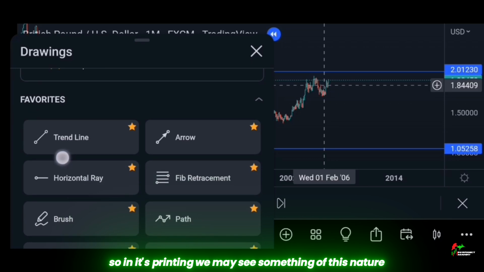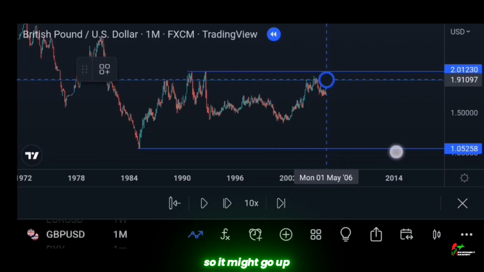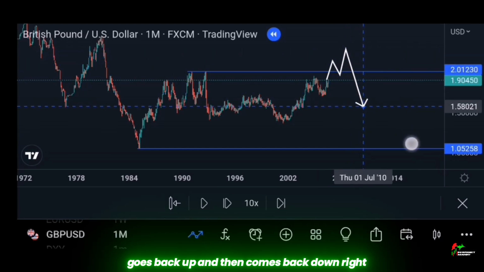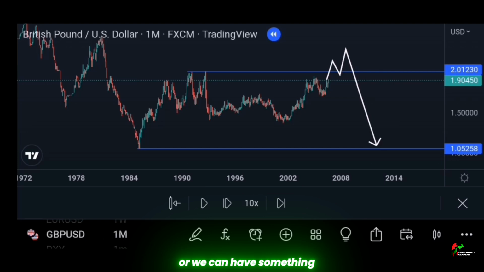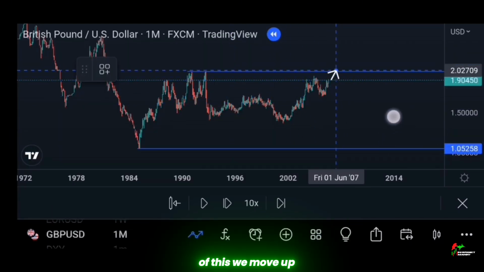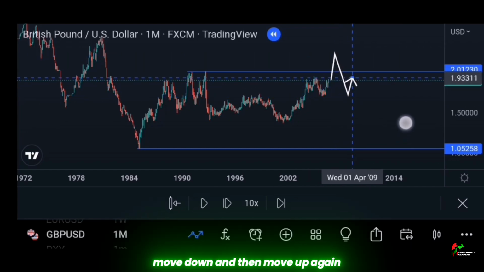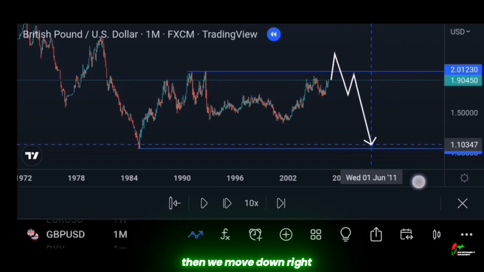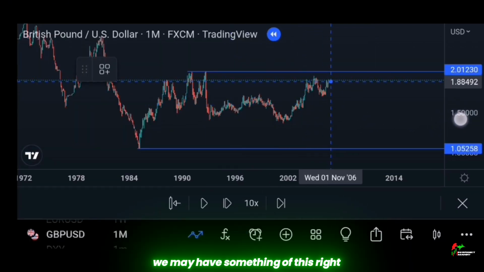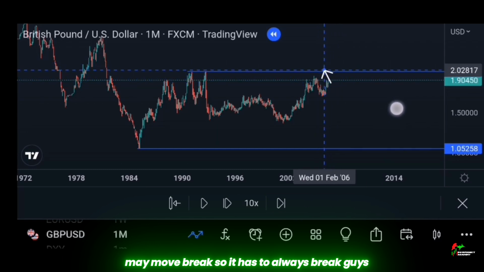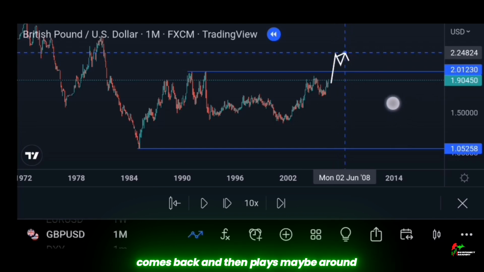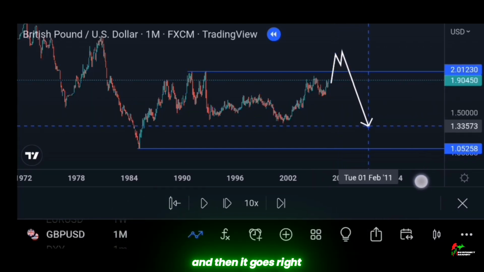In its printing, we may see something of this nature. It might go up, come back down, go back up, and then come back down. Or we can have something like this: we move up, move down, and then move up again, then we move down. Or we may have something like this: it has to always break, guys. It has to break and create a new high, come back, play around, and then it goes.